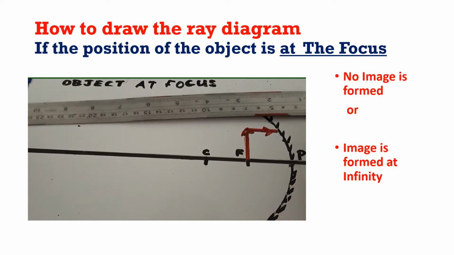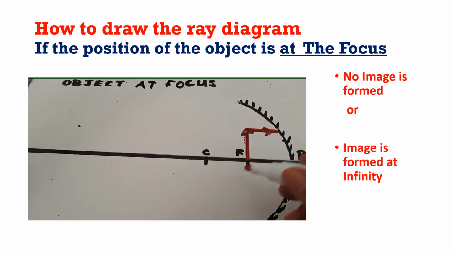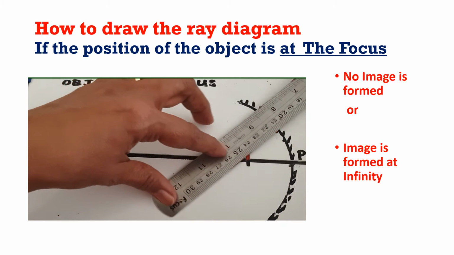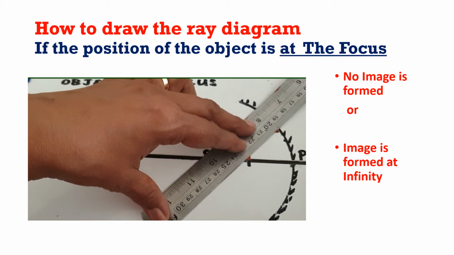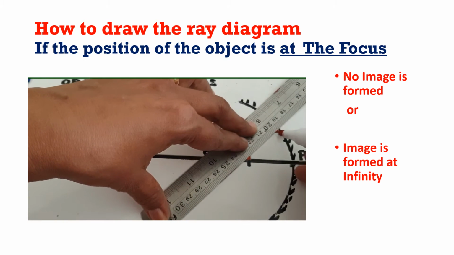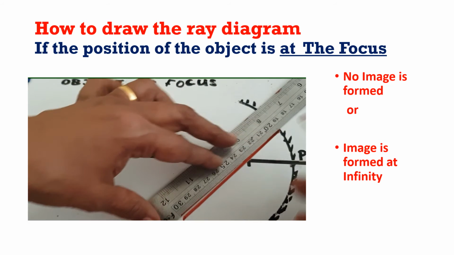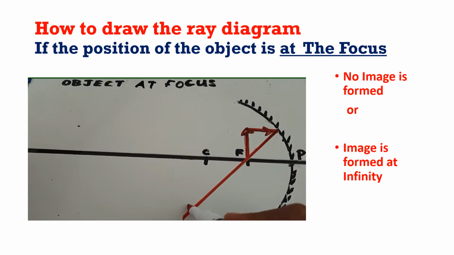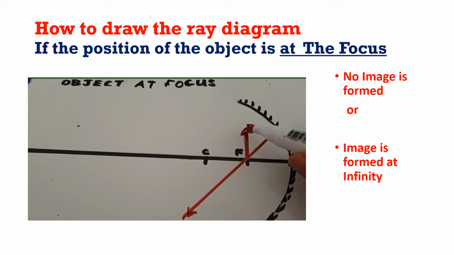After reflection, it will pass through the focus. We learned the ray which is parallel to the principal axis after reflection passes through the focus. So we will draw it like this. Next ray. So the first ray is completed.